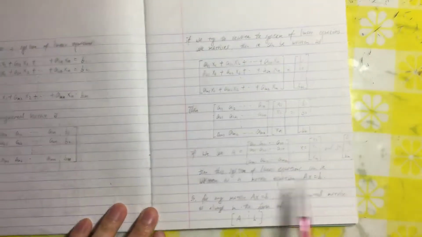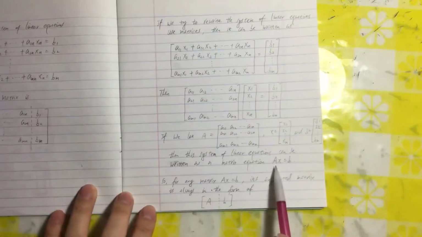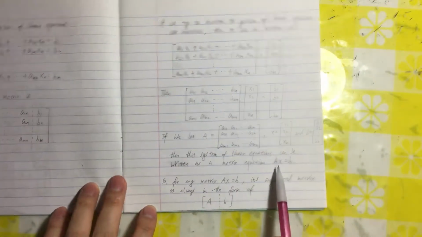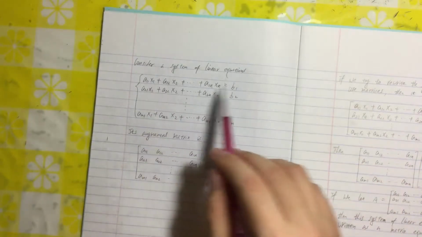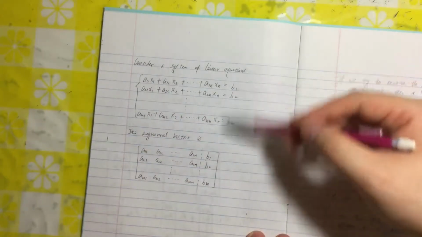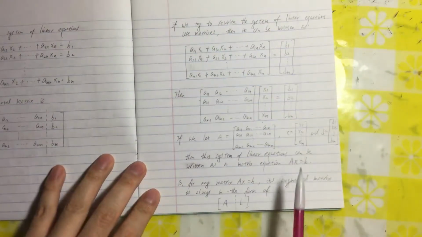So this system of linear equations can be rewritten as AX equal to B, where A is the coefficients on the left side, X are the variables, and B is the constants on the right side. That's the matrix equation of this system of linear equations.